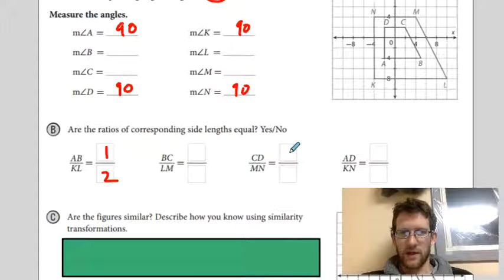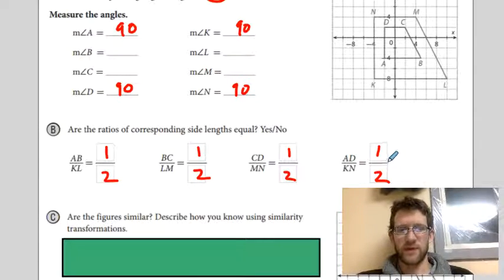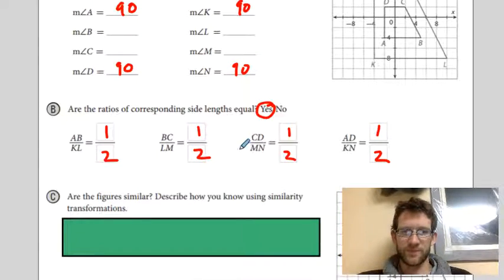BC, we'll skip that one. CD is 2 over 4, otherwise known as 1/2. And then finally AD, that looks like 3 over NK, which is 6. 3 over 6 is the same as 1/2. And I bet if we work this one out, it comes out to 1/2 as well. So the ratios of all the corresponding side lengths are equal. That's known as being proportional.